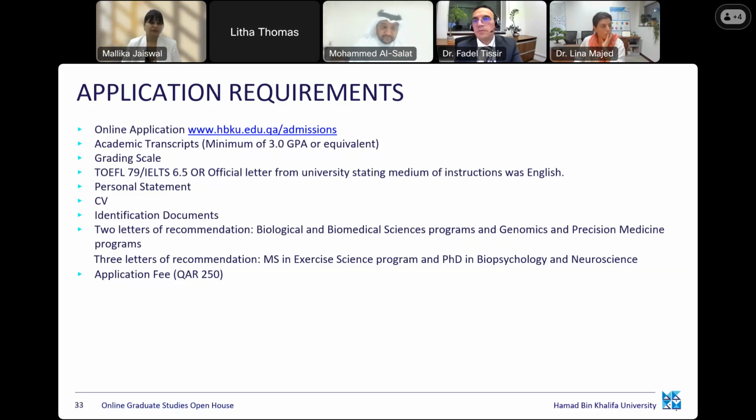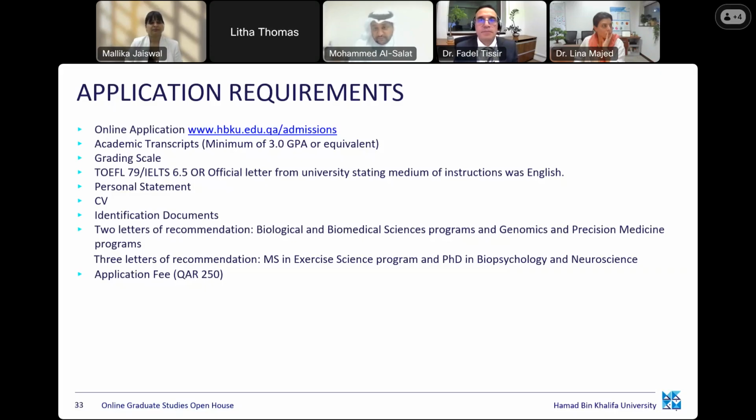TOEFL, as I said, is a minimum of 79, or an IELTS of 6.5, or an official letter from the university stating that the medium of instruction is English will exempt you from the English proficiency tests that are required.